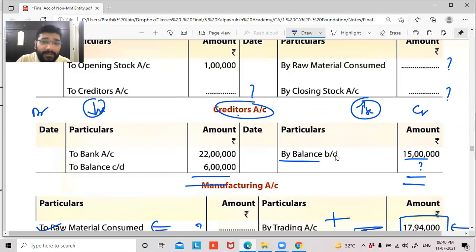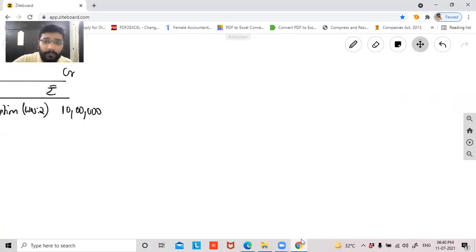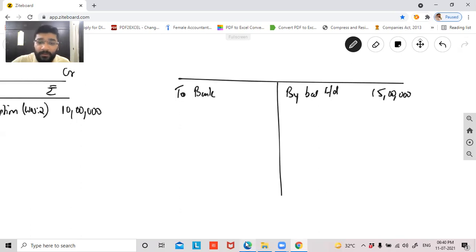So if you look at the total creditors account, guys, let's prepare the creditors account. By balance carried down is given, which is 15 lakh rupees. They've given you the payment, guys. 15 lakh rupees is the amount you owe to creditor, and the amount that you paid is 22 lakh rupees. 22 lakh rupees you've paid, and still there is a balance. Still there is a balance of 6 lakh rupees which you're yet to pay.